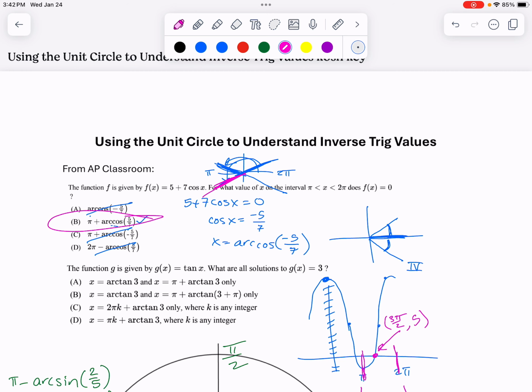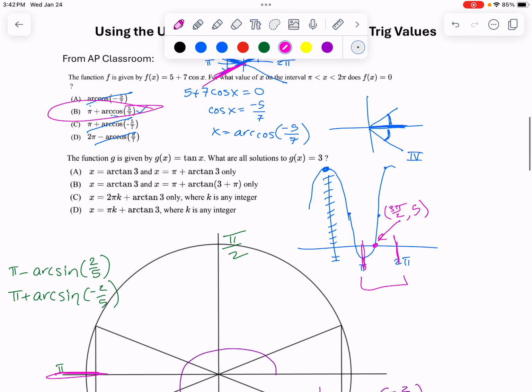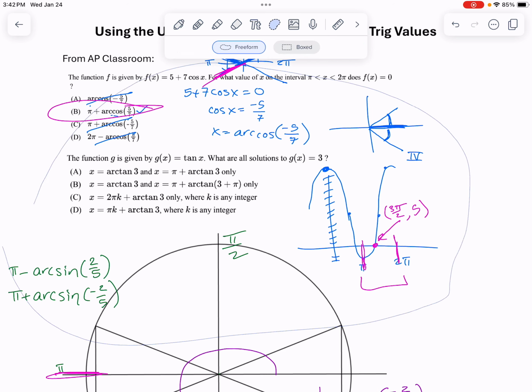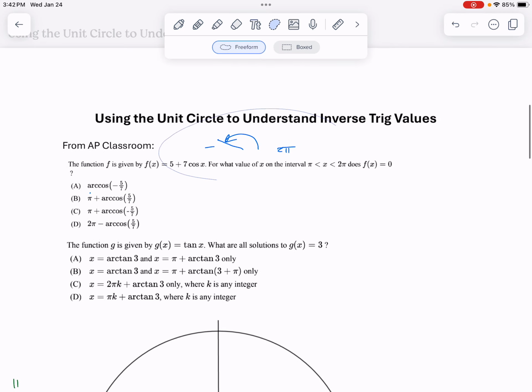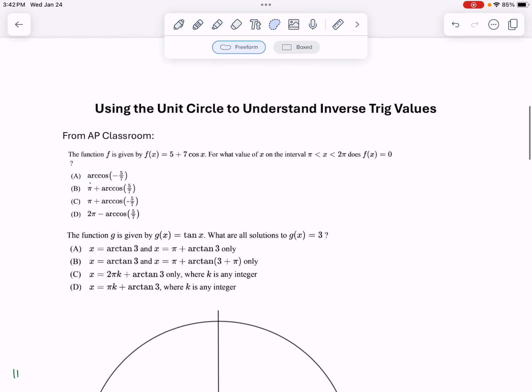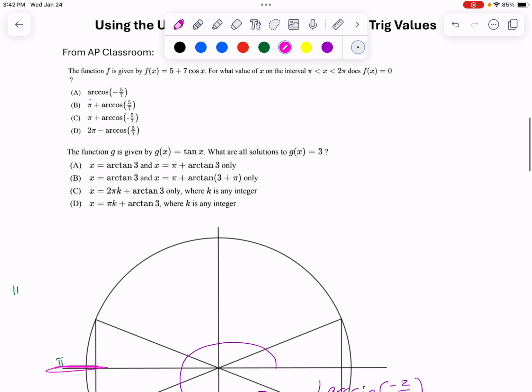Oh my goodness, you guys, these are tricky. Let's see if I can do this last one. Oh, get rid of all this stuff. You get to watch me do all the messiness. Okay, so this one, let's see if this one's any easier.